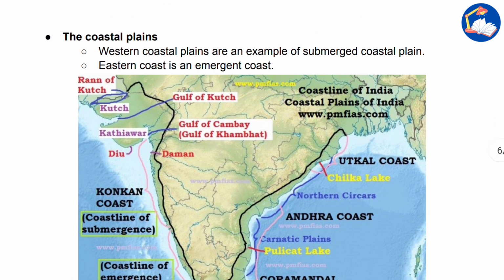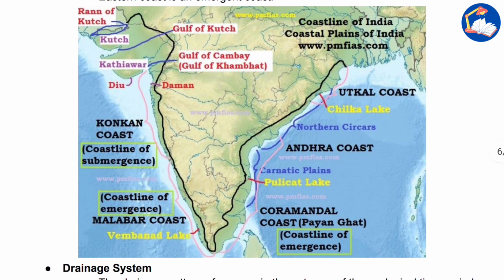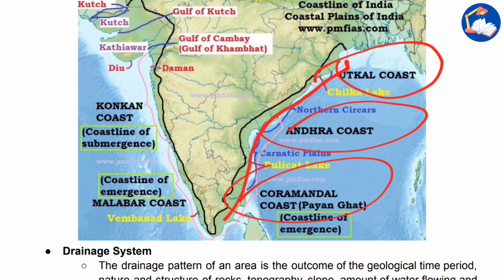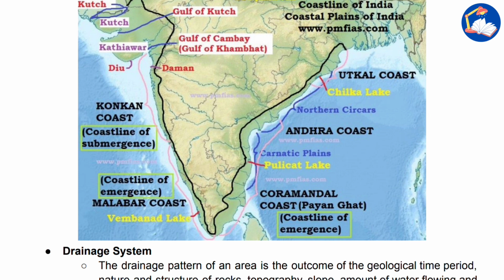Okay, and the Eastern Ghats is actually what kind of coast? Eastern Ghats is emergent. Remember by EE. So in the Eastern Ghats we have an emergent coastline. There is the Utkal coast at the top, then we have Andhra coast and also Coromandel coast at the bottom. Okay, the coastline is of emergence, and in the Western Ghats the coastline is of submergence.